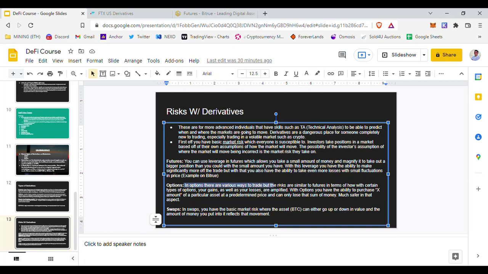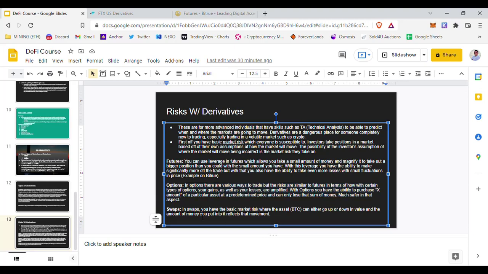Okay, then in options. In options, there are various ways to trade, but the risks are similar to futures in that with certain types of options, your gains as well as your losses are amplified. With options, you have the ability to purchase an amount of a particular asset at a predetermined price and can only lose that sum of money, which is much safer in that aspect.